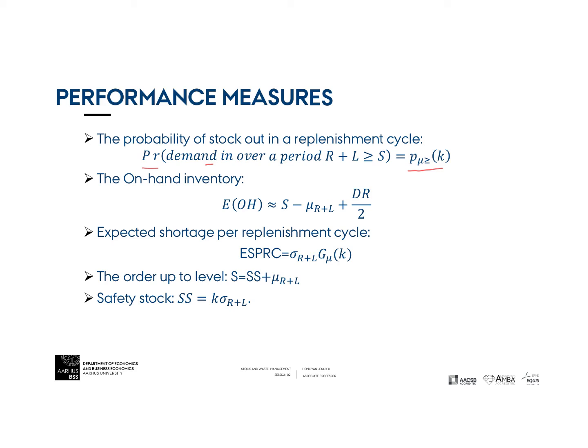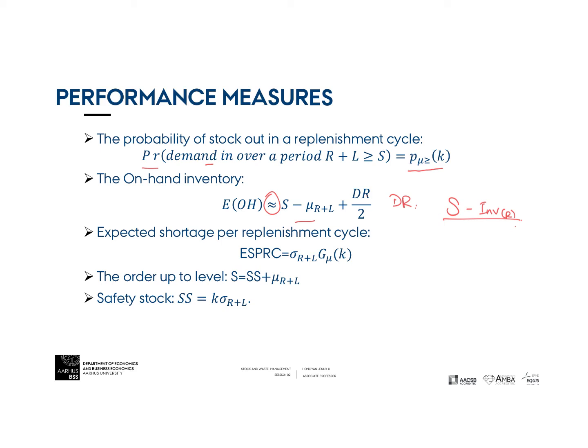So the on-hand inventory is given here. You can see this is an approximate value because the D R is the expected value. The real order quantity is capital S minus your inventory level at the review period R. So this is an uneven value. It's not a constant value.